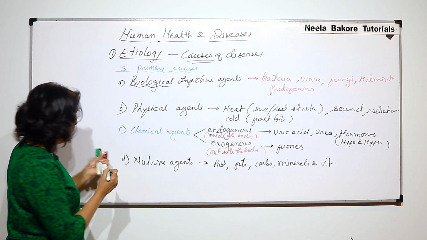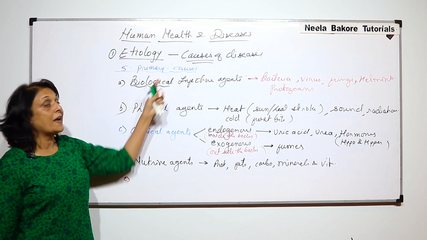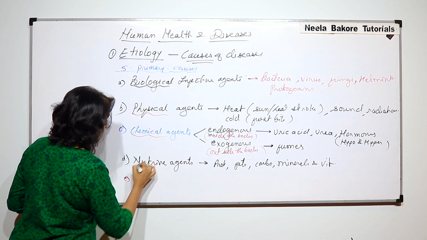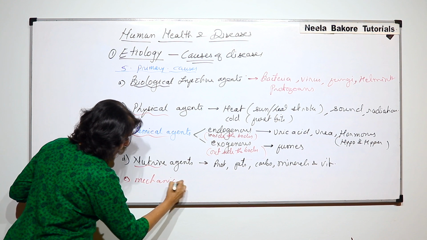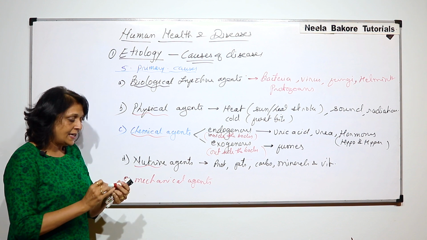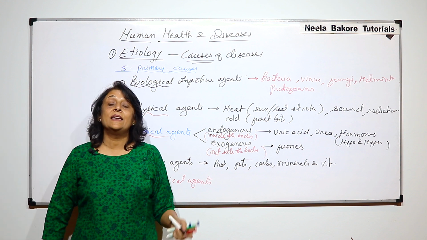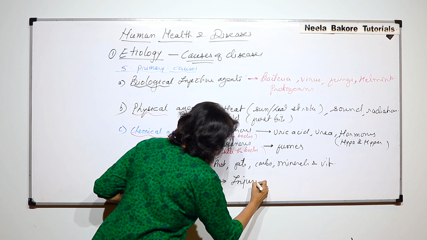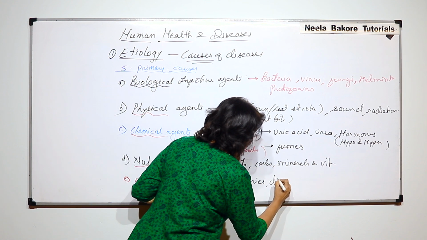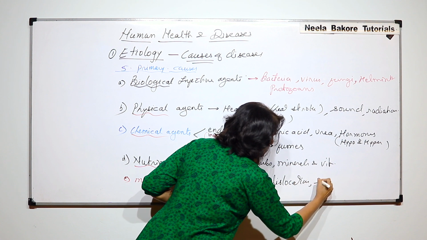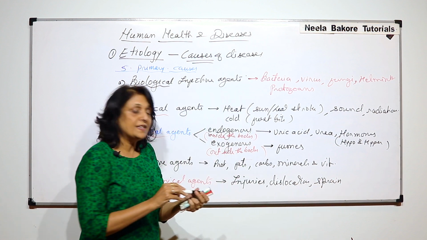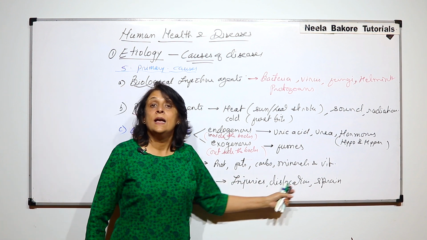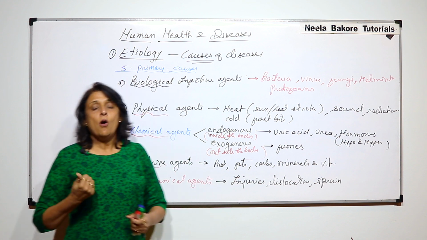Now let us come to the last, the fifth cause. We said there are 5 primary causes. So the fifth one is considered as mechanical, after biological, physical, and chemical. Mechanical agents, or mechanical causes, are normally due to injury, or result in injuries, dislocations, sprain. So whenever there is a mechanical cause, then that may result in injury. Like there can be a fracture, there can be dislocation of joints, there can be sprain in the muscle or ligament pull or something of that sort.